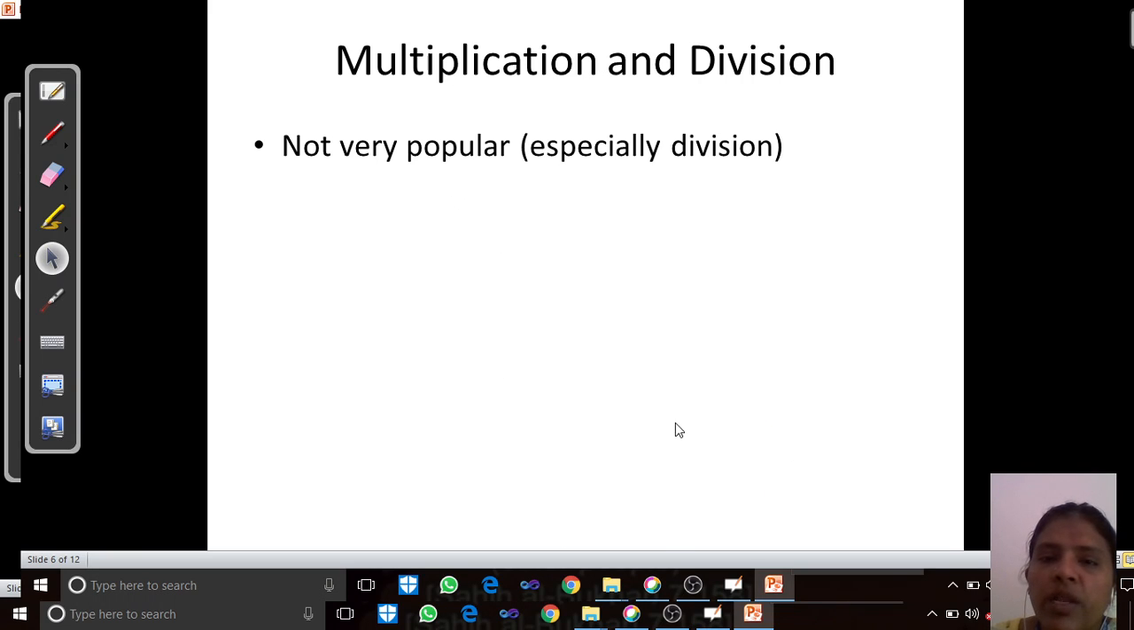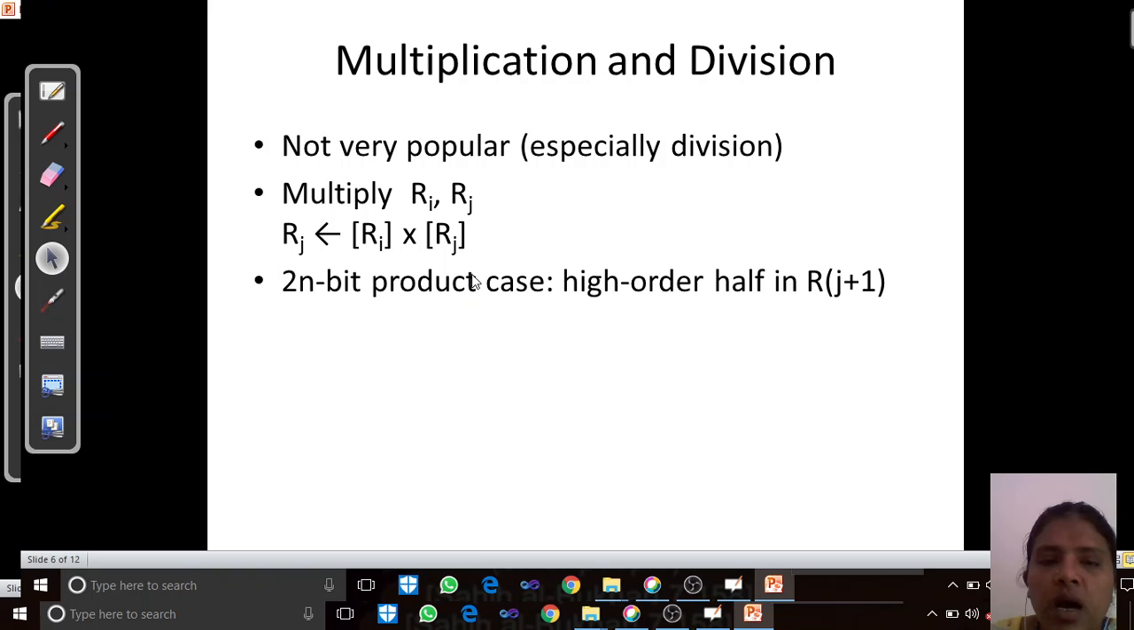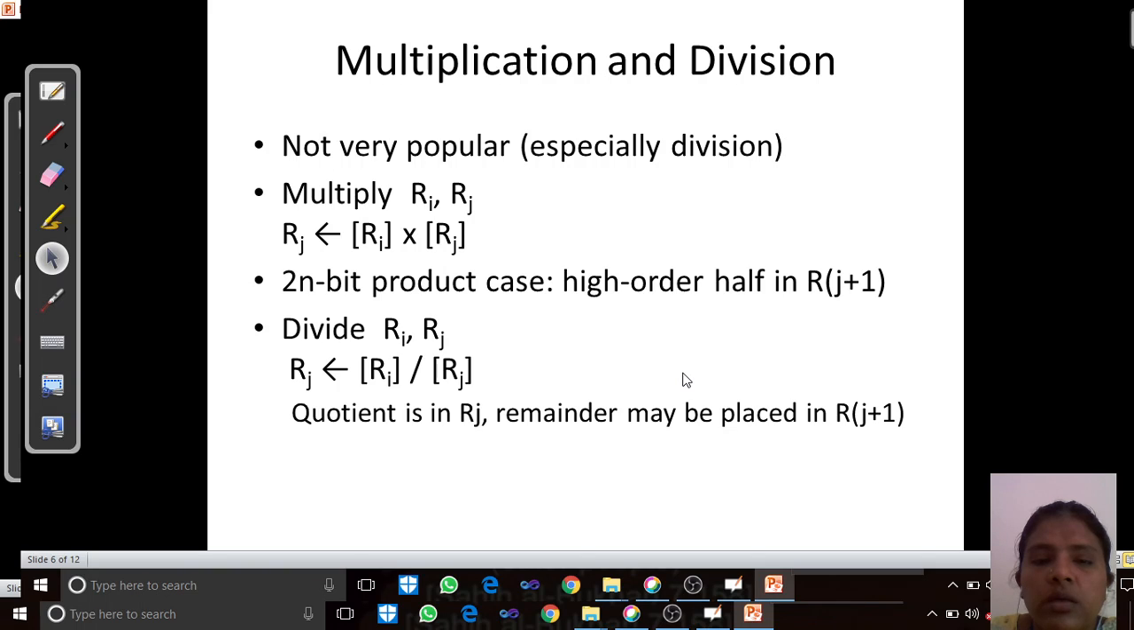Multiplication and division are not very popular, especially division. Multiply Ri, Rj: the content of Ri will be multiplied with Rj and placed in Rj. What is the result? A 2n-bit product. You will get the high-order half in Rj plus 1. Divide Ri, Rj: the result is stored in Rj. The quotient is in Rj, and the remainder may be placed in Rj plus 1.